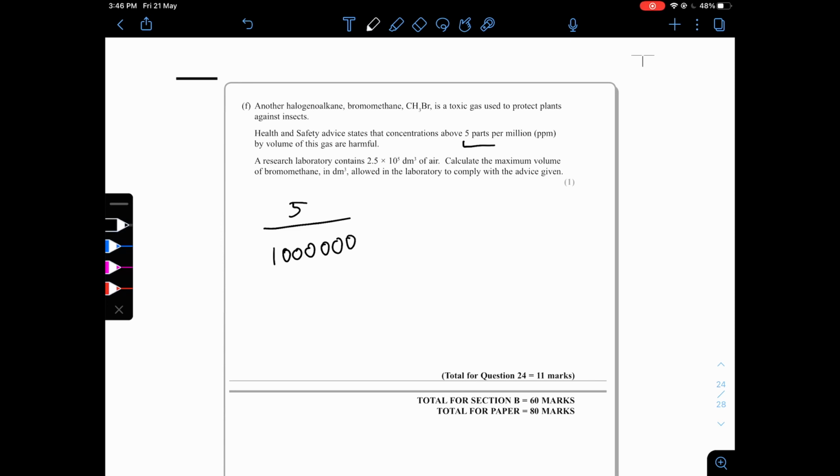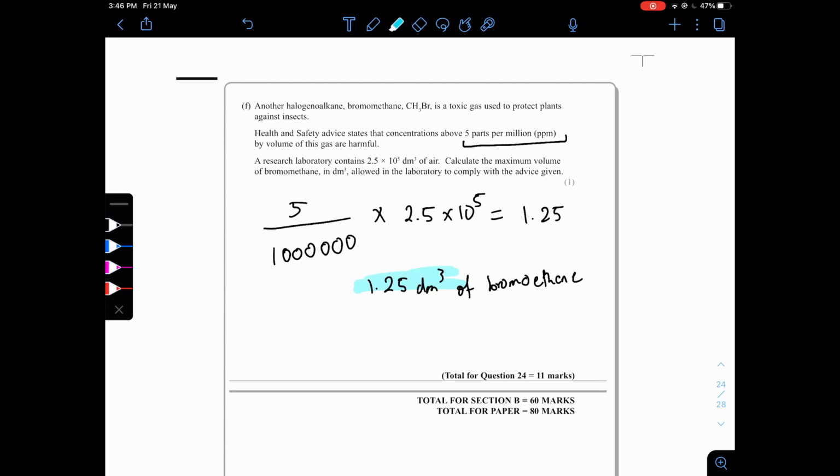We know the maximum allowed is 5 ppm, so it's going to be 5 ppm of this amount. All we have to do is multiply this by 2.5 times 10 to the power of 5. When you use a calculator for this, 5 over a million times 2.5 times 10 to the power of 5, you get 1.25. So our answer is 1.25 dm cubed of bromomethane. That is the answer, and that is the last question.